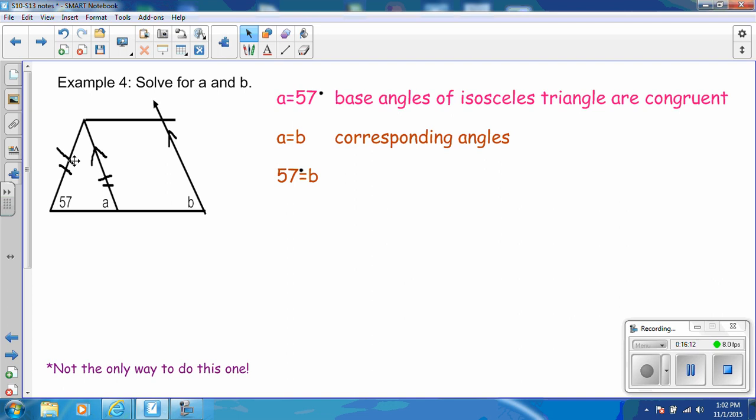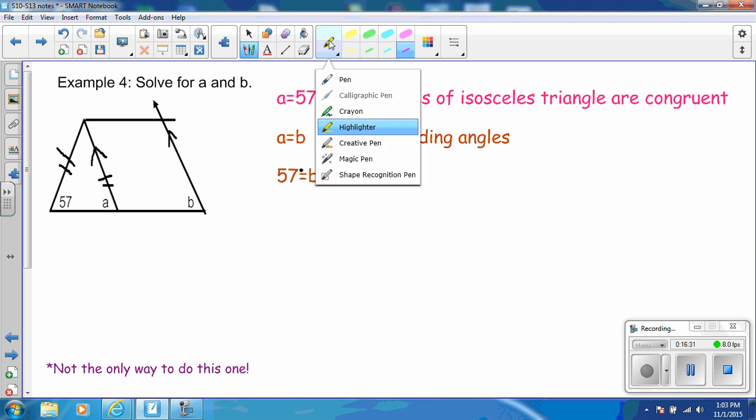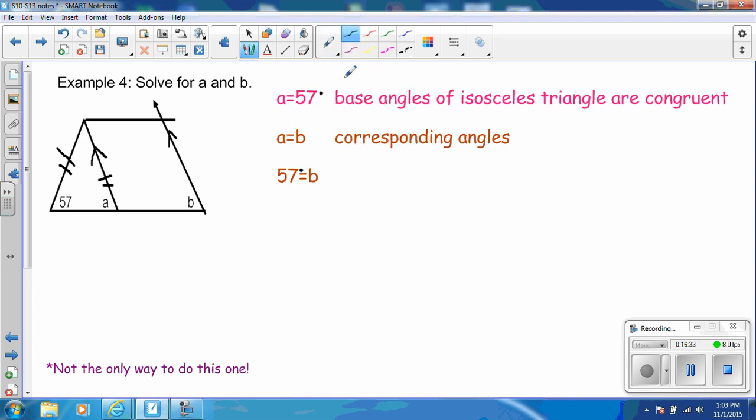Okay, first thing I see, this triangle on the left, that's an isosceles triangle. I know that because of the tick marks. Tick marks, remember, that means they're congruent. Isosceles means we have two congruent sides on the triangle. And we've mentioned before that if we have two congruent sides, or an isosceles triangle, then the base angles are also congruent to each other. The base angles would be here, this angle A, and the 57 degrees.